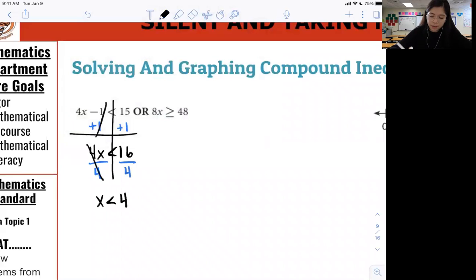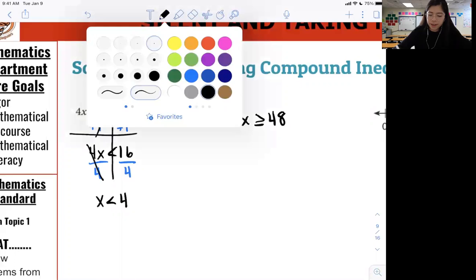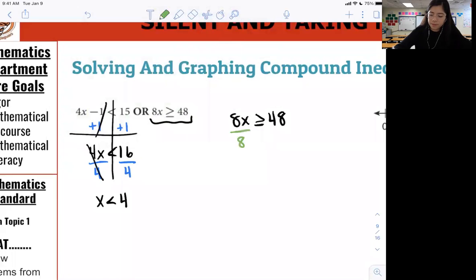And how about this one over here? I'm going to kind of move it over so that we have more room. So 8x greater than or equal to 48. This is just one step. Yeah, all I got to do is divide. Pretty easy. What's 48 divided by 8?